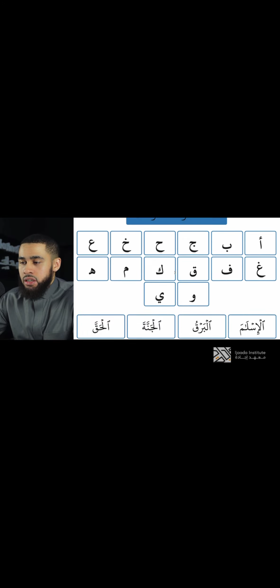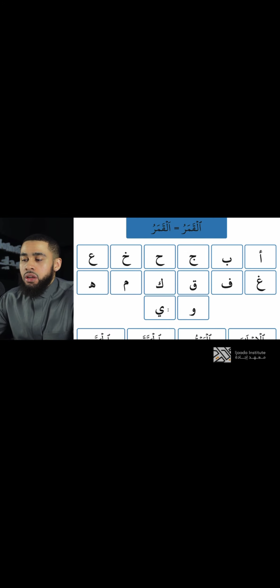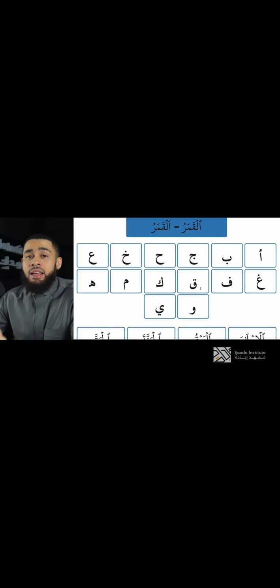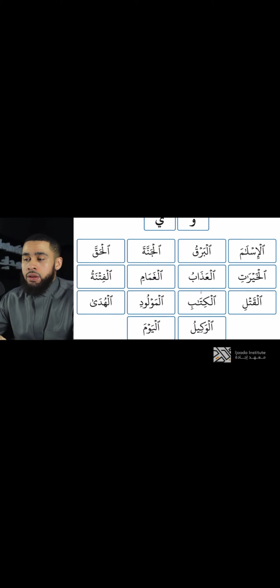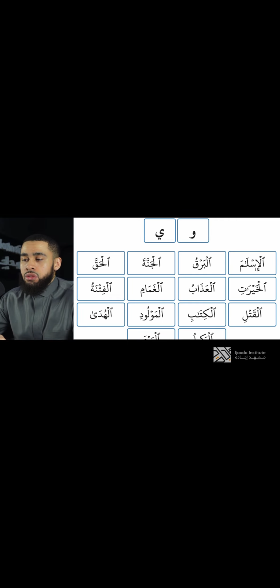So this is straightforward. If any of these letters at the top come after the definite article al, the lam will be pronounced, right? And you just get used to it. Now, going on to page 47, this is where it gets a bit juicy, a bit interesting.